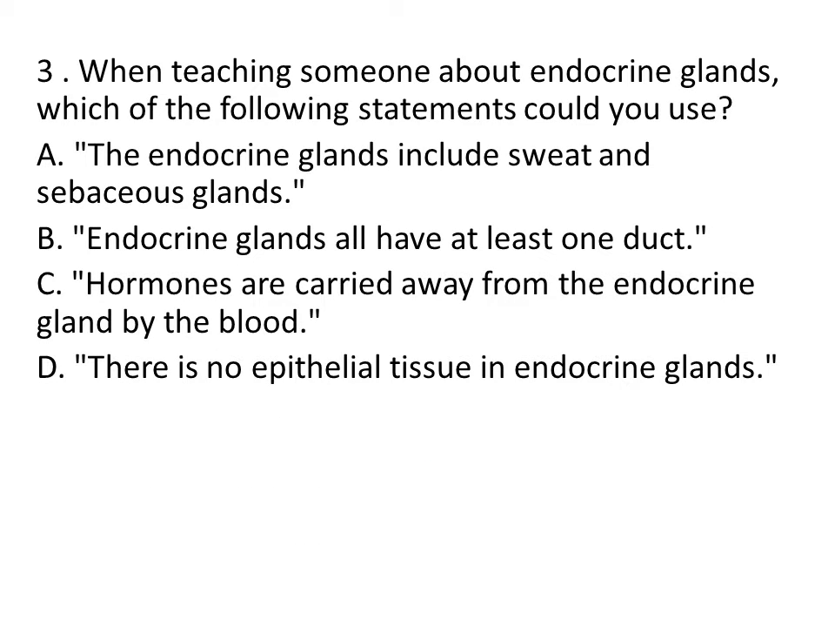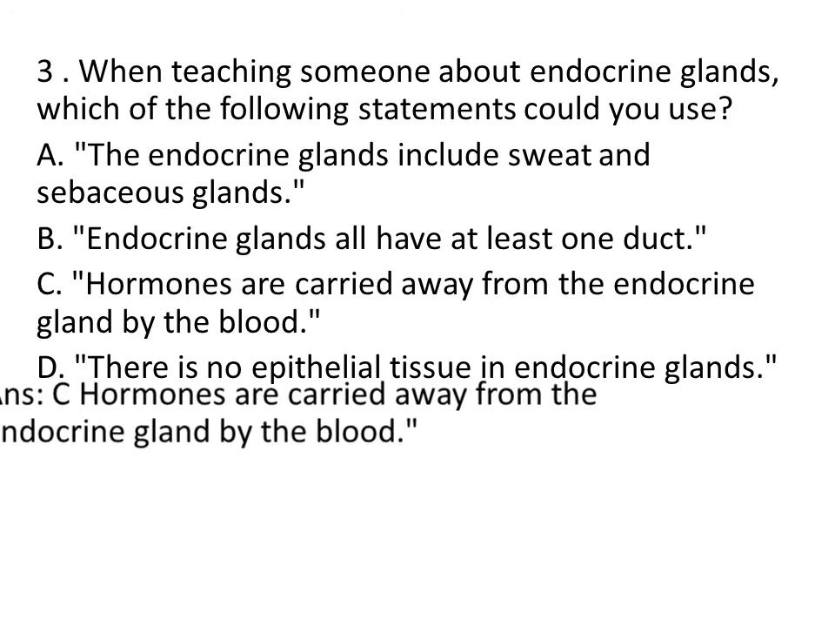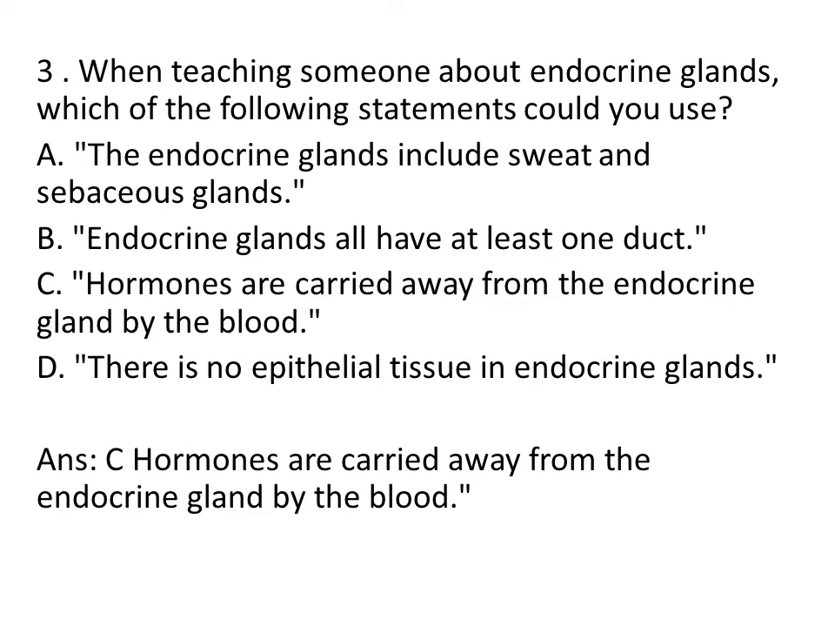When teaching someone about endocrine glands, which of the following statements could you use? The options are A. The endocrine glands include sweat and sebaceous glands. Option B. Endocrine glands all have at least one duct. Option C. Hormones are carried away from the endocrine glands by the blood. And option D. There is no epithelial tissue in endocrine glands. Which of the following statements could you use when teaching about endocrine glands? The answer is C. Hormones are carried away from the endocrine glands by the blood.